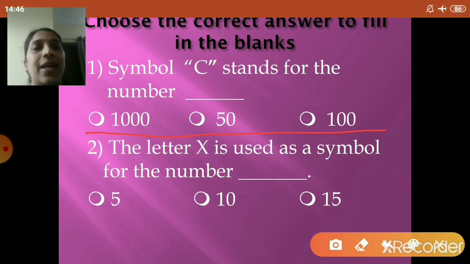So you will select the answer as 100. So 100 will be your answer. So this way you are going to select it, right? Then the second one is, the letter X is used as a symbol for the number. Again 3 options will be given: 5, 10 and 15. So now the letter X, you have to select the correct answer. So letter X is used for which number? It is used for the number 10. So this will be your selection.